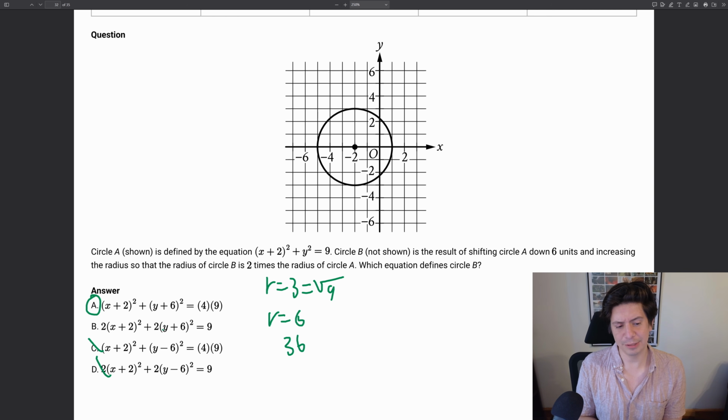If we did B, we'd divide by 2. It'd be 9 over 2. That doesn't make any sense. So understand the fundamentals of the standard form and you'll be fine.